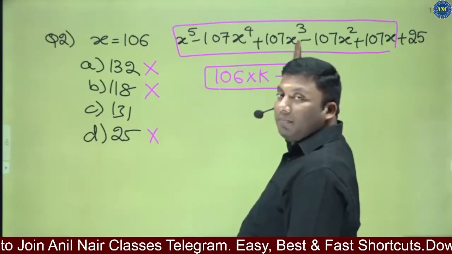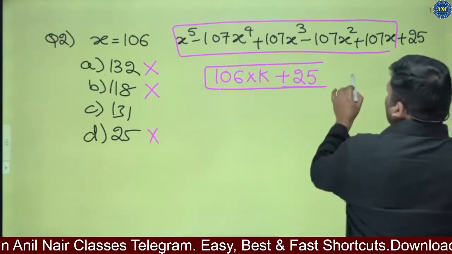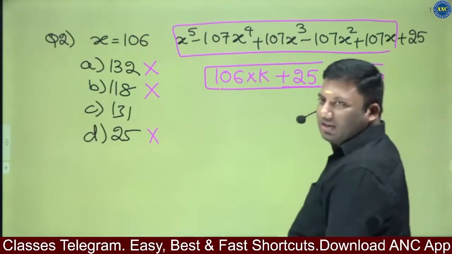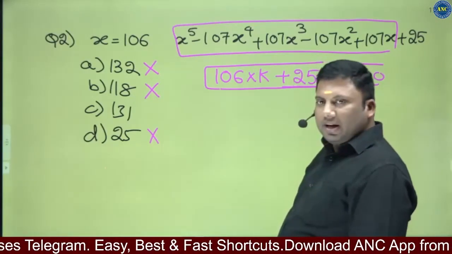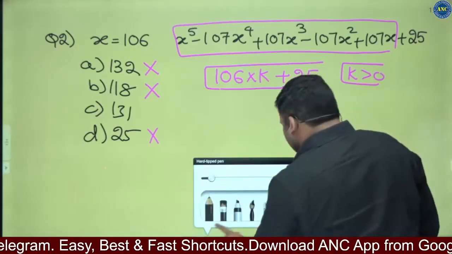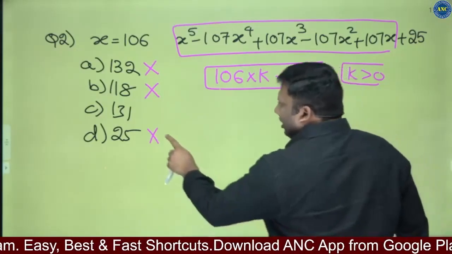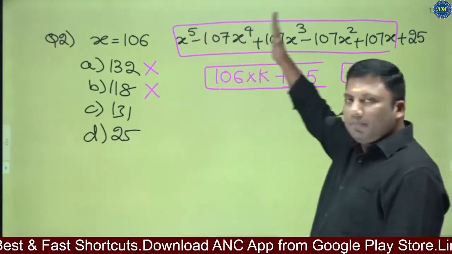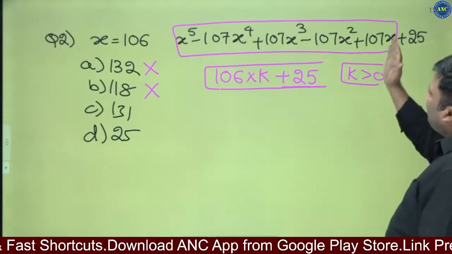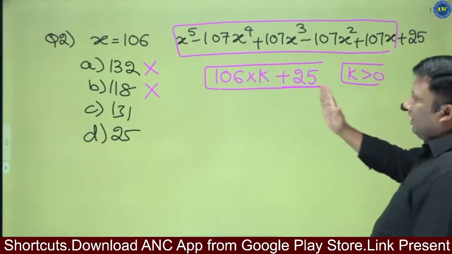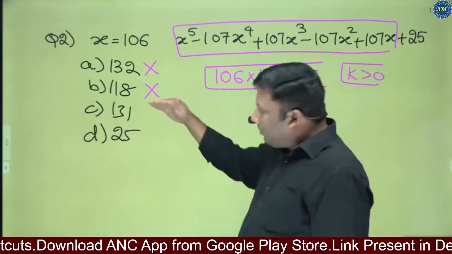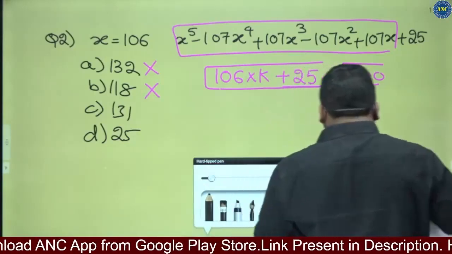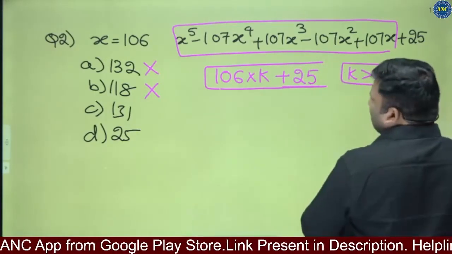But this entire number is divisible, which means K should be greater than 0. Are you all with me? K should be greater than 0. This is a good logic. In case you are stuck between the third option and the fourth option, 131 and 25, the entire number is 106 into K plus 25. You got the second option and third option.